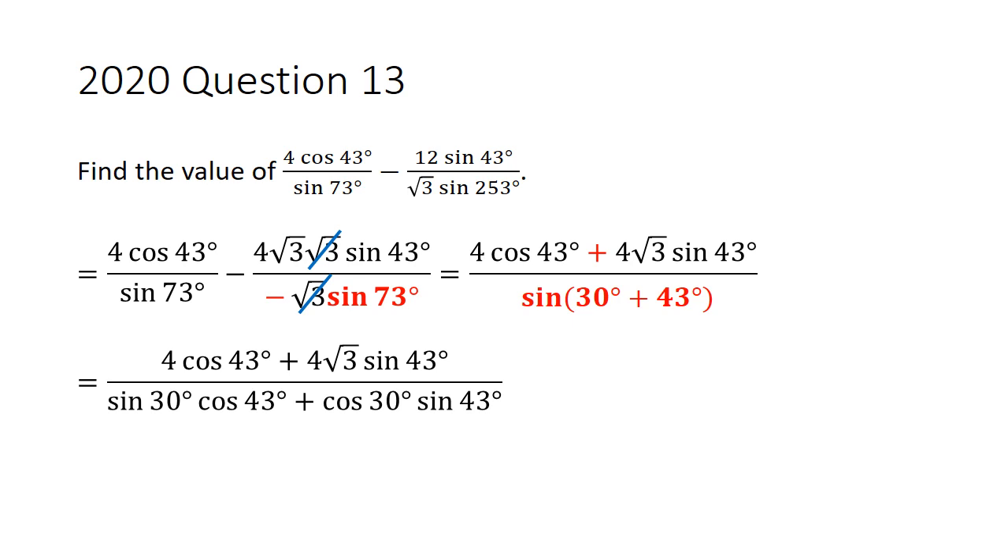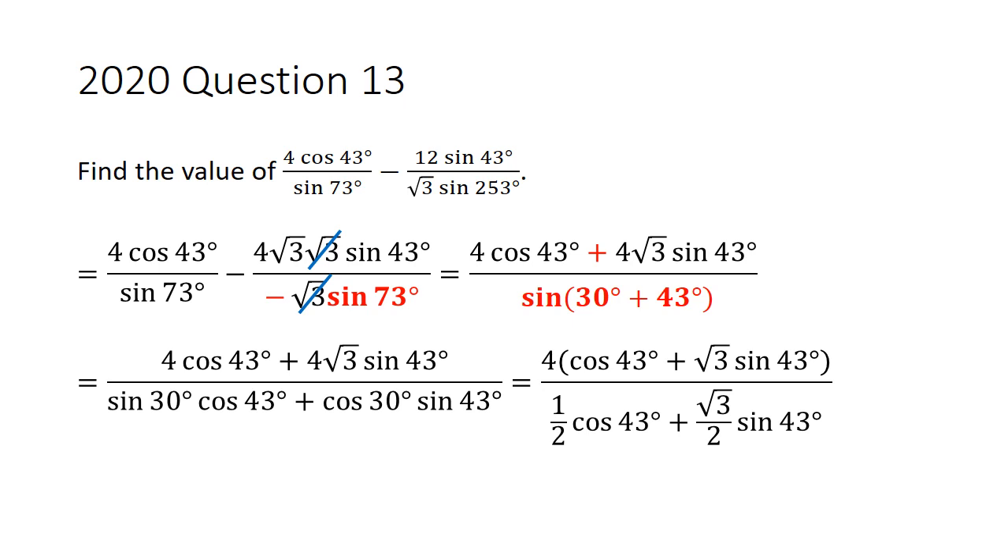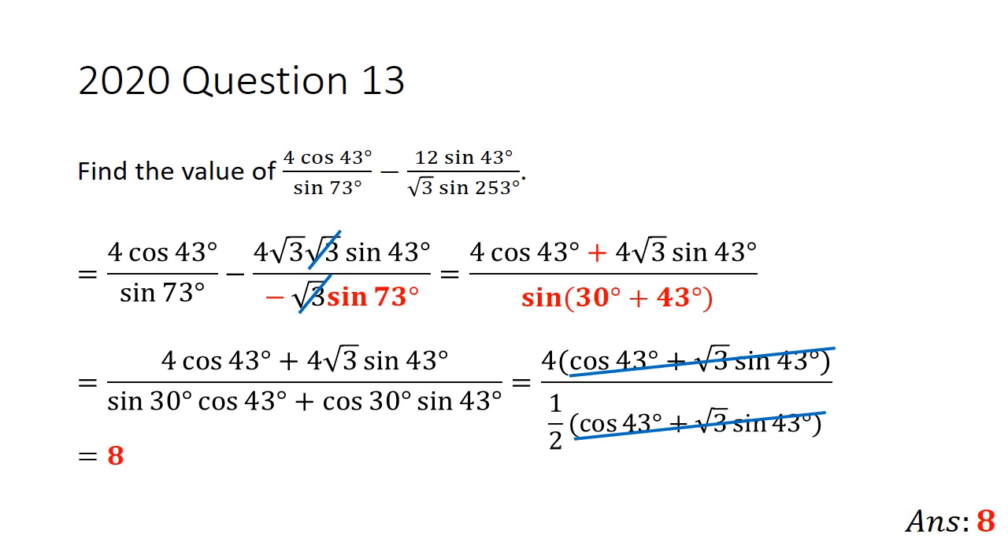And sine 30 is equal to half. Cosine 30 degrees is root 3 over 2. This is our trigo ratio for special angles. So let's sub that in. And you can see that we can factorize a 4 from the numerator. We can also factorize a half from the denominator. What's left in our bracket, in both the numerator and the denominator, is the same factor, cosine 43 degrees plus root 3 sine 43 degrees. So let's cancel that away. So the answer is just 4 divided by half, which is 8.